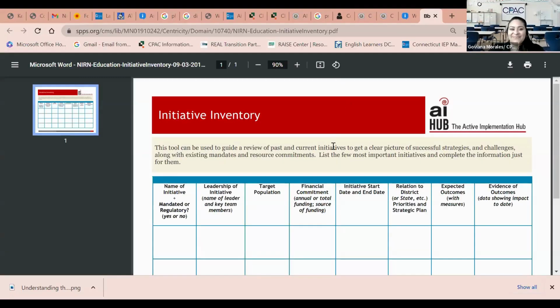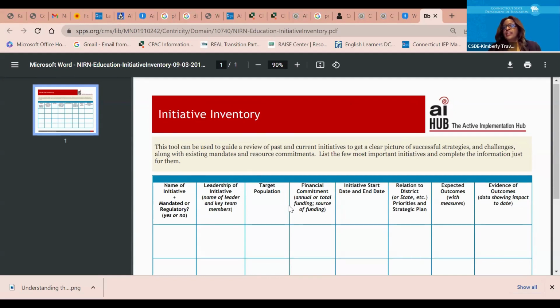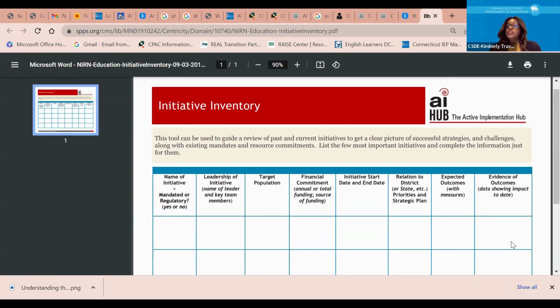No worries. So this is actually from the University of North Carolina, and this is all about implementation science. And so it's very simple. What we want to know is, what is the initiative? Is it mandated or not? Who is involved in that? Who's leading it? What target population is that initiative for? And what is the financial commitment that we have with that particular initiative?